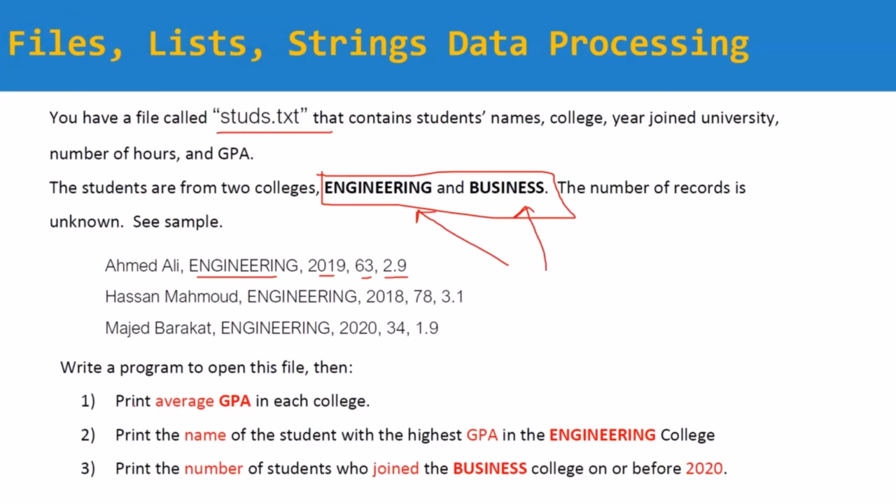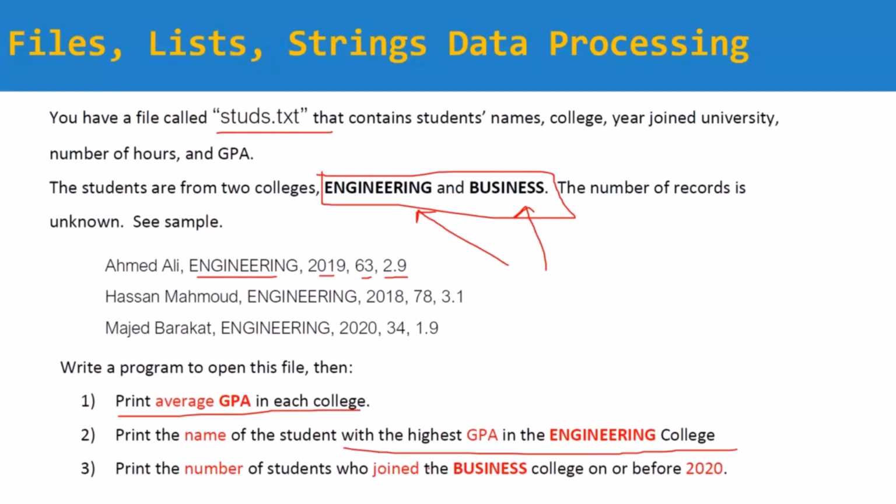Print average GPA in each college. Yani separately. You need the average in engineering college and the average in business college. Does that make sense? So you need to check the college before you find the total of GPAs and the count of students. Does that make sense?